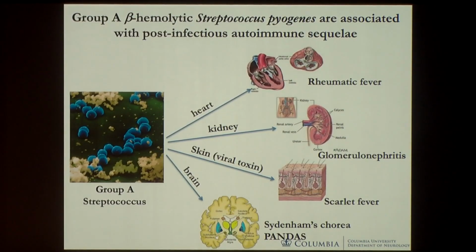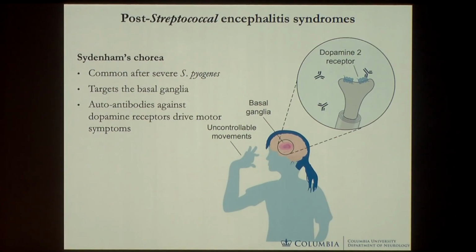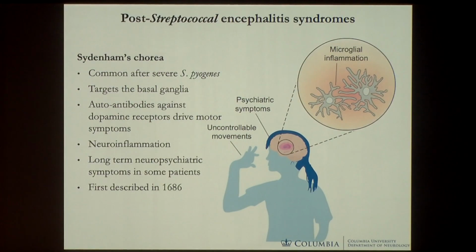So Sydenham chorea is the neurological sequelae of rheumatic fever. It's very common after severe group A strep infections and targets predominantly the basal ganglia. Work by several people has shown that in Sydenham chorea there are circulating antibodies to D2, the dopamine receptors, that when they target and bind the receptor, trigger uncontrollable movement disorders. PET imaging studies have also shown that there is activation of microglia and neuroinflammation in the basal ganglia.